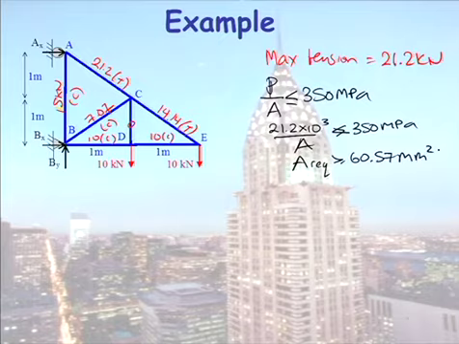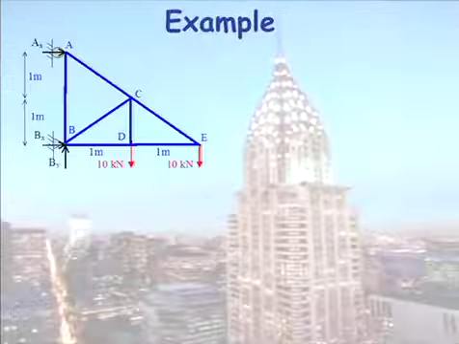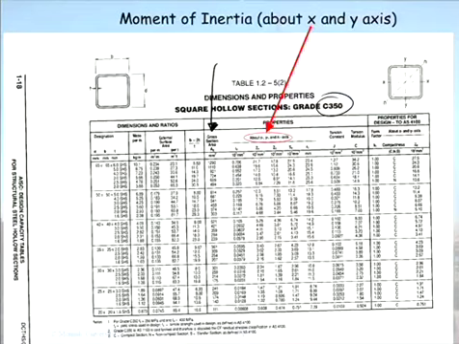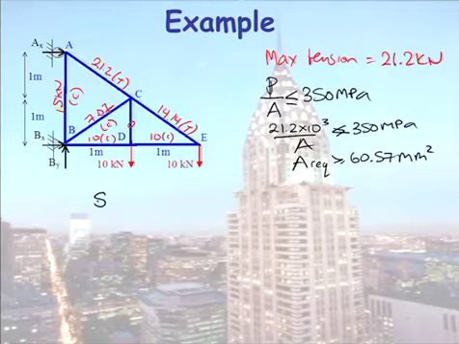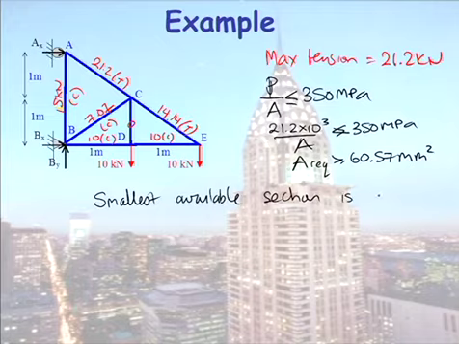So we come over to our section table and we're going to look down this column here for an area just slightly bigger, if possible, than 60.57. So we come down here, our areas are really big. In actual fact, our smallest section is big enough. So you would say the smallest available section is sufficient.